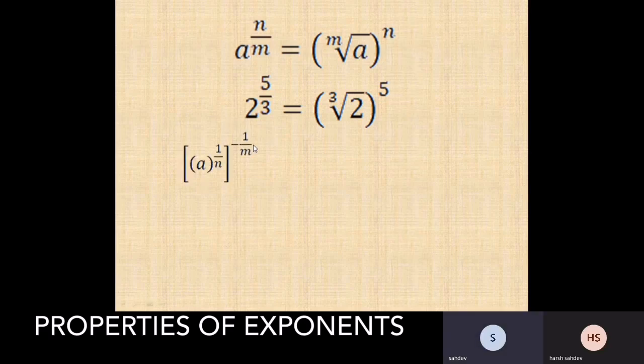Next, if it is in this form, this is also very important. As we know, the powers get multiplied in this form, so we multiply them. It will become a^(-1/nm). Now what about nm? nm will remain the same and a will get reversed. It will be 1 upon a raised to the power 1 upon nm.